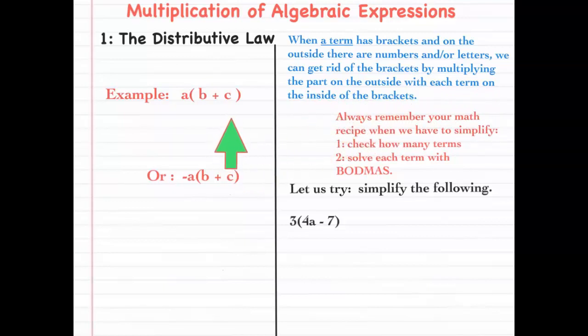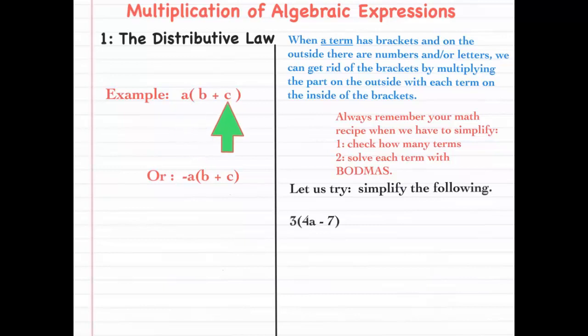This is so important to understand, that when we are busy with multiplication or simplifying, always remember your math recipe. Now, what is the math recipe? Check how many terms are there in my sum. This is only one term because terms are separated with pluses and minuses, but not when the plus or minus is in brackets or when the plus or the minus is part of a numerator or denominator. So this is only one term. Now, solve each term with BODMAS. We always solve a term with BODMAS.